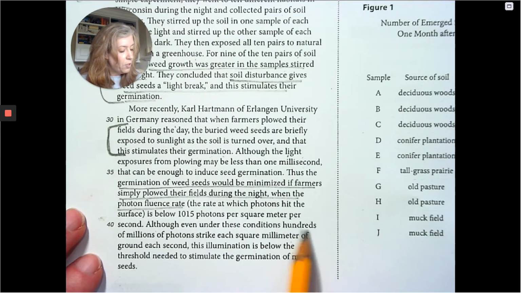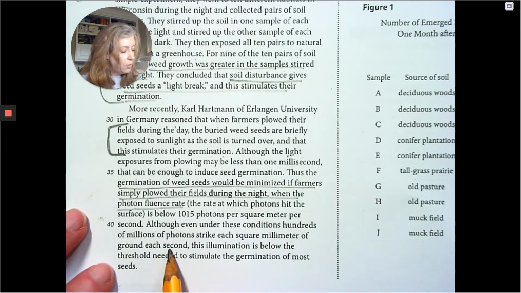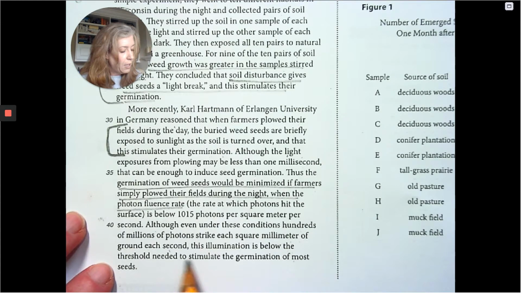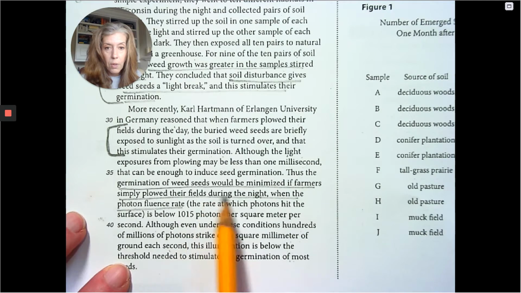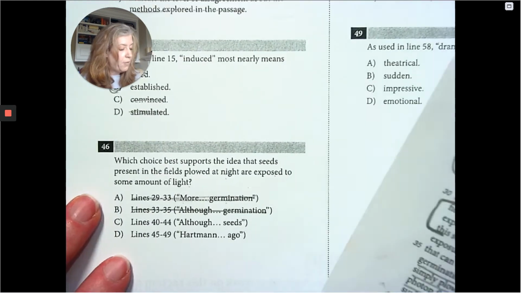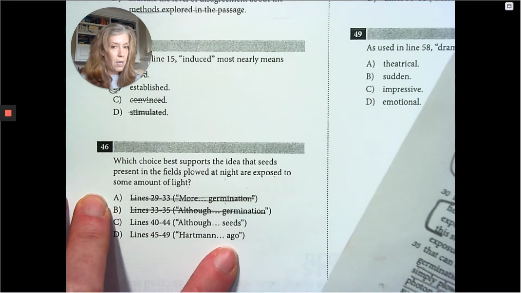Under these conditions, hundreds of millions of photons strike each square millimeter of ground each second. This illumination is below the threshold needed to stimulate. And this one is about plowing fields during the night. Under these conditions, under the conditions of plowing at night. So I like that one. We're going to keep that one. And then 45 to 49, Hartmann and Ago.